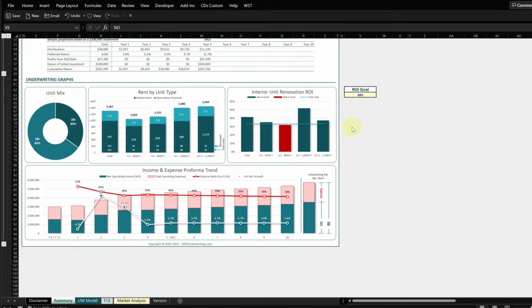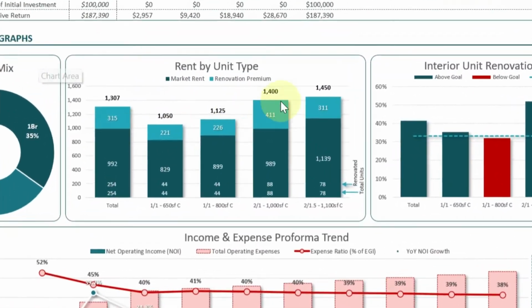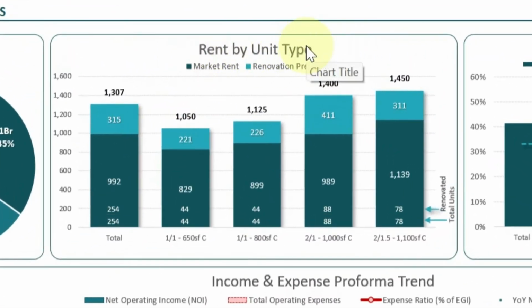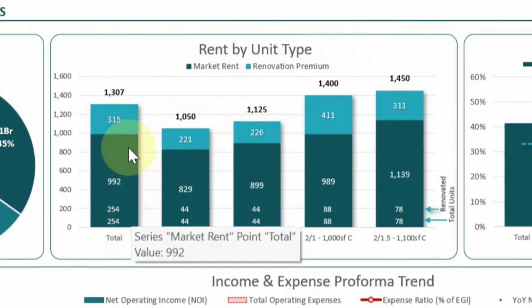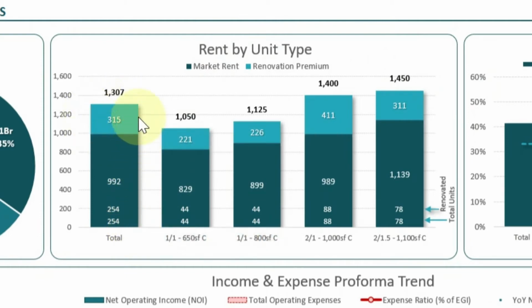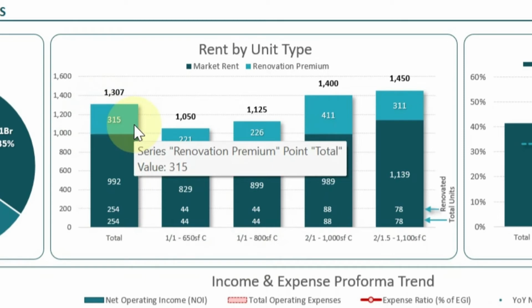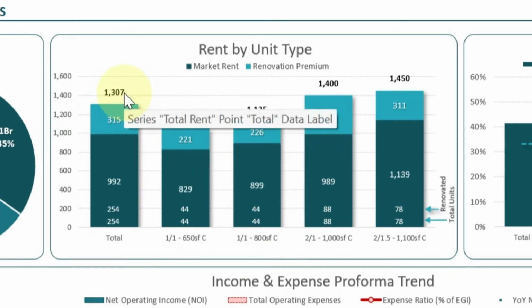And the very, very bottom, I like graphs, so I put in a couple down here to show the unit mix. My favorite is this rent by unit type. This is your entire rent and renovation strategy in one graph by unit type. The way to read it, the dark section is your market rent. The light green section is the renovation premium that you're going to get. And then the number at the top is your total rent.